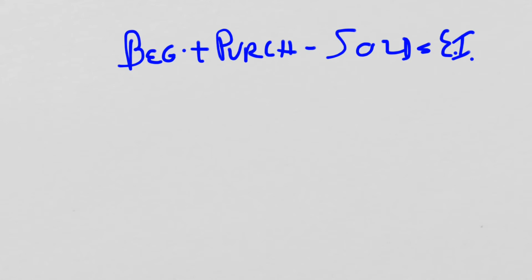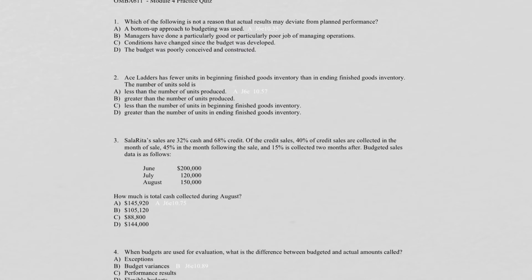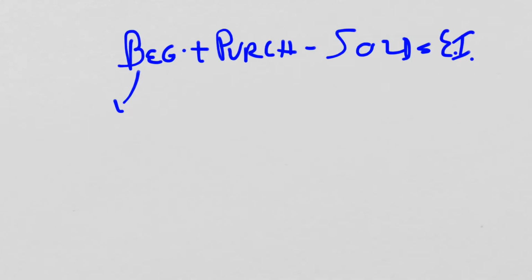Or maybe just take a look at the equation without doing the math per se, the way mathematicians might do a proof. Let's just look at it logically. If the beginning plus the purchases minus the amount sold equals the ending inventory, and if this number is, as the problem says, less than, meaning it's smaller, less than the ending inventory.